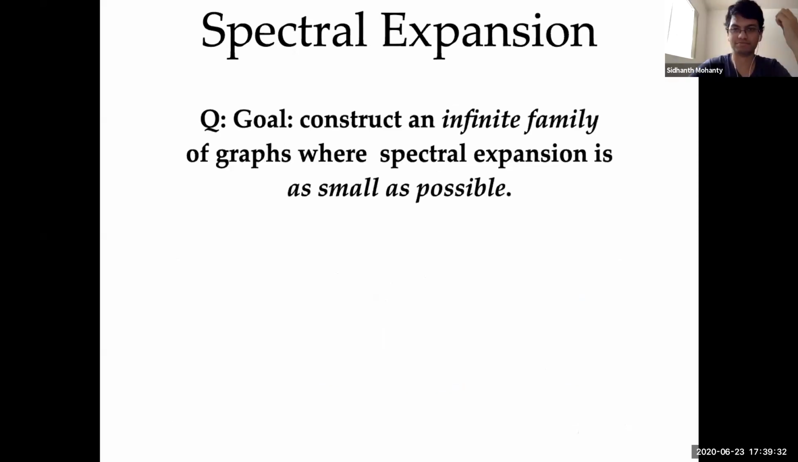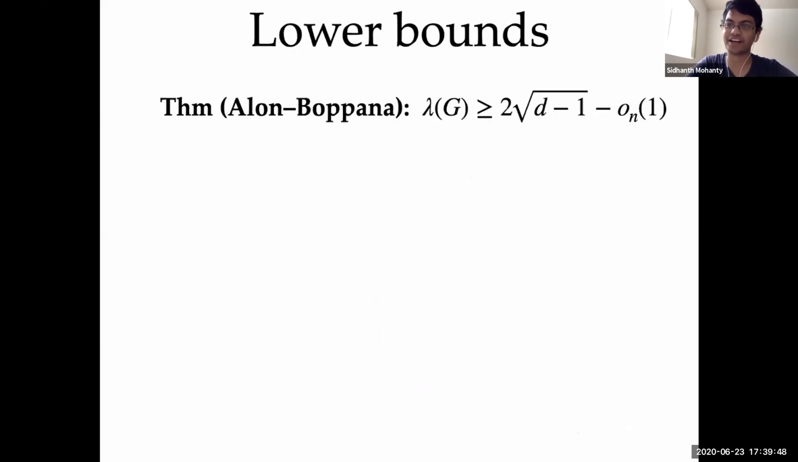So in particular, you want to construct an infinite family of graphs where the spectral expansion is as small as possible. So you could ask, how small could lambda of G be? Could you make it 0.99 D? Could you make it D to the 0.99? Could you make it D to the 0.6? Can you make it square root D? And there's some sort of barrier as to how small you can make this quantity.